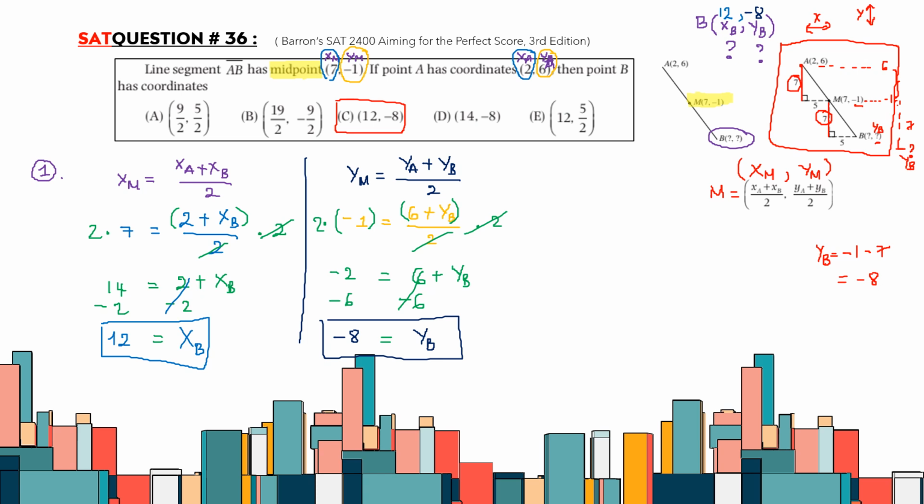Similar to x. X is horizontal, so you see that the x value of A right here is 2, right? You move to the right 5 units to make it 7. So right here is 7. Then you move 5 more units, and you get 12. 7 and 5 is 12. Because you move to the right, you add them. If you move to the left, you subtract 5.